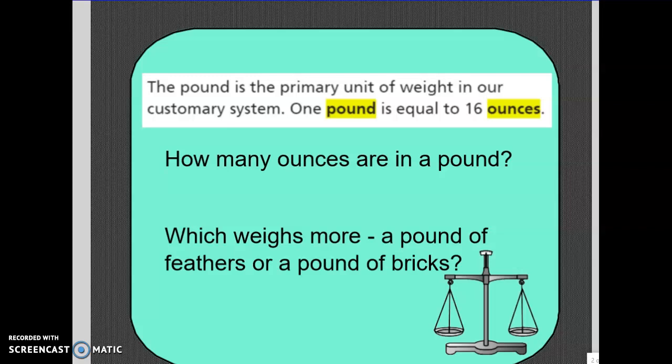They're both a pound. However, that pile of feathers would be huge to get a pound, and that bricks might only even be a half or a quarter of a brick to get 1 pound of bricks. So their mass is greater and different, but their weights are the same because a pound is a pound.